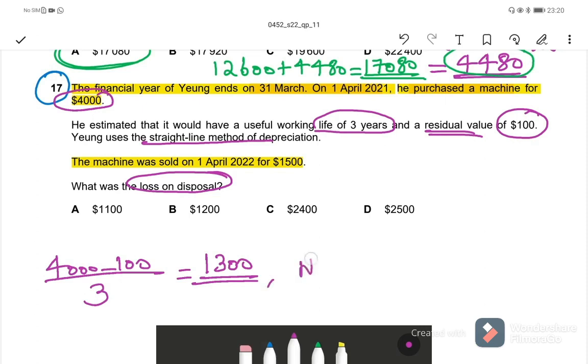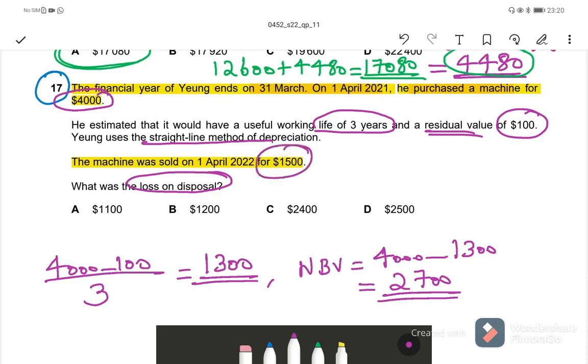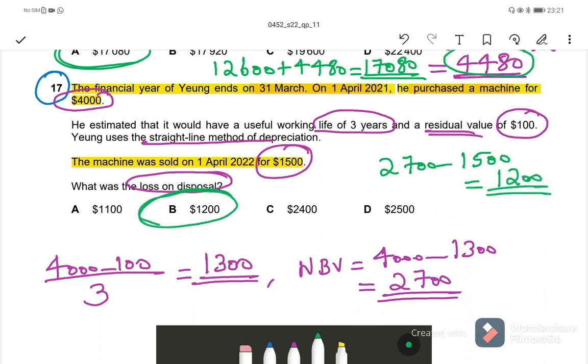So now the net book value is 4000 minus depreciation 1300, which is equal to 2700. 2700 is the net book value, but they sold for 1500. So the loss is 2700 minus 1500, which is equal to 1200. That is the loss. Option B is the correct answer.